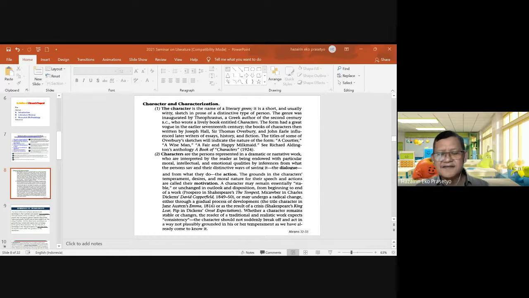In literature, characteristics are traits, maybe attitudes, behaviors that a character has. Jadi karakteristik itu dalam literature itu sifat-sifat, ya, ciri-ciri. Jadi misalnya itu sombong, ramah, baik hati, rajin menabung, rajin menolong. That's all characteristics. Nah, karakteristik itu nempel di tokoh.